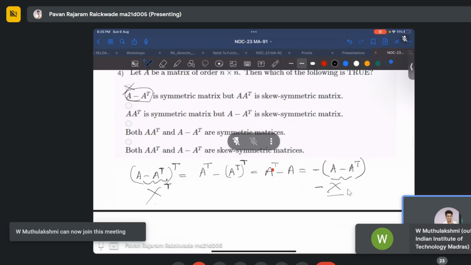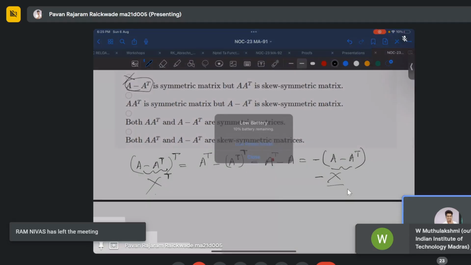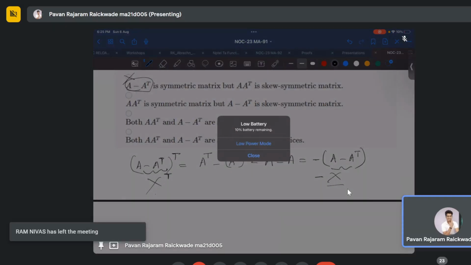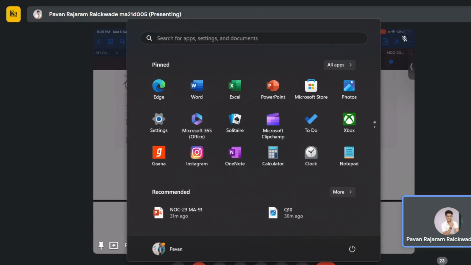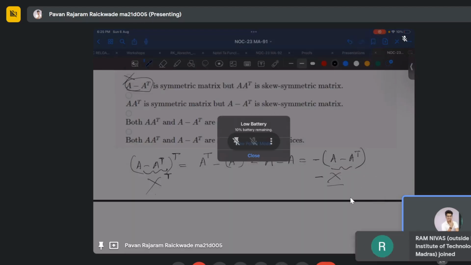Then I have A transpose is symmetric matrix, but A minus A transpose. Oh, that's a problem. Just give me a minute.